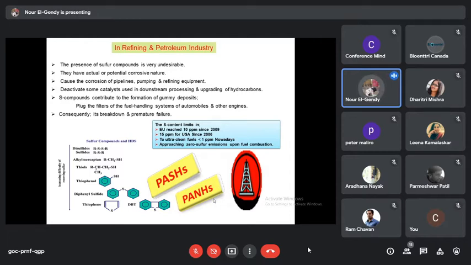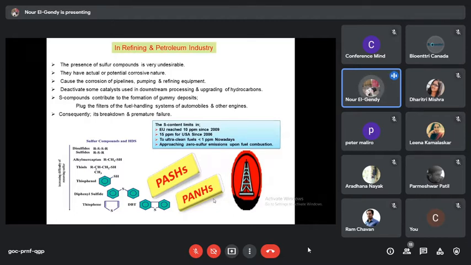Moreover, they are corrosive, especially the sulfur compounds. So they lead to blocking and corrosion of the pipelines, pumping and refining equipment. Moreover, they deactivate the catalyst in the downstream processing and upgrading of hydrocarbons. They block the filters of the fuel handling systems of automobiles and other engines, and lead to breakdown and premature failure.